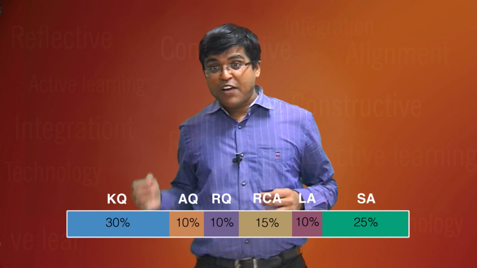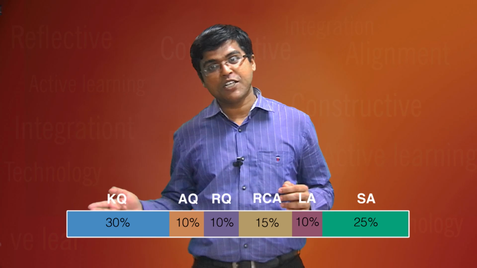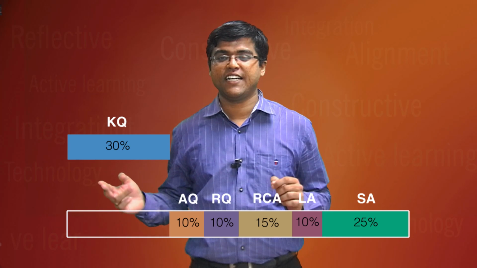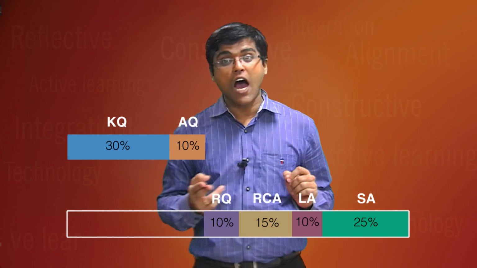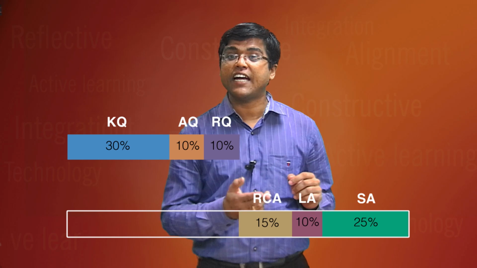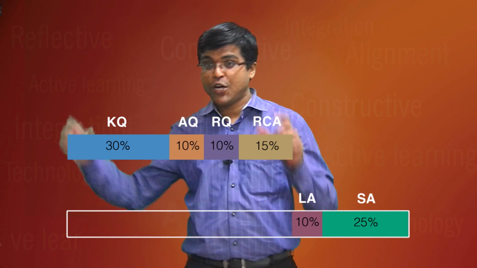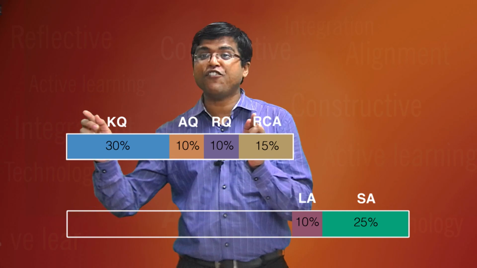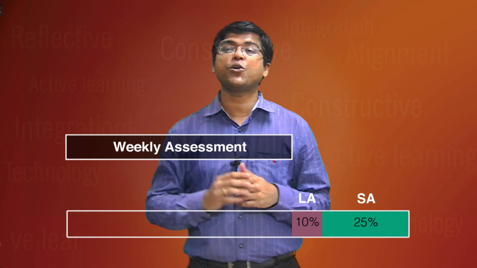Now, if you carefully look at these assessment activities, you will see that KQs correspond to the basic content, AQs correspond to the additional resources, RQs correspond to your interaction with peers, and RCAs correspond to the application of your knowledge. Together, these will form a comprehensive weekly assessment of your course activities.